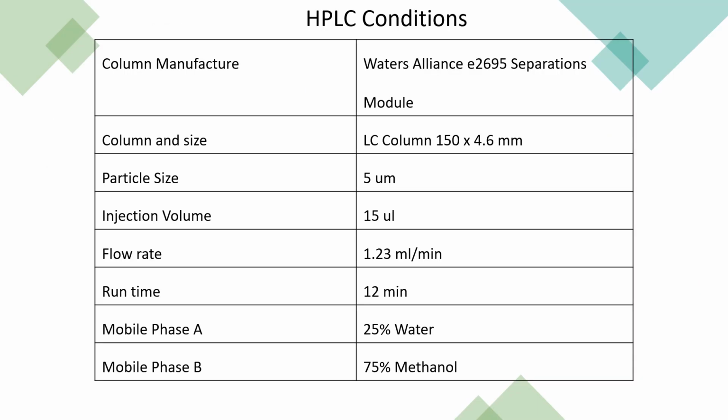These are the HPLC conditions that I used. I want to focus on the bottom part with the mobile phases. In my project, I did a gradient elution. At the beginning of my 12-minute run, I started with 75% methanol, and towards the end it gradually increased to 95% methanol. Water was the opposite: it started with 25% water, and at the end it decreased to 5% water.